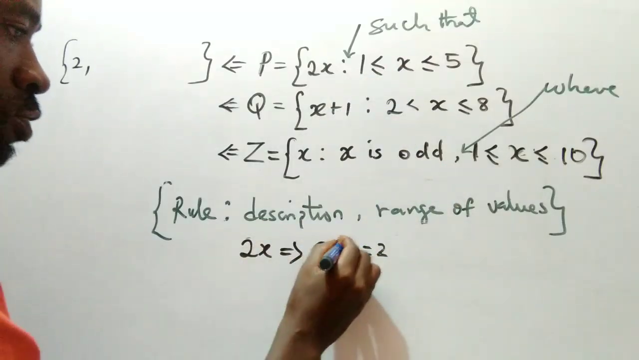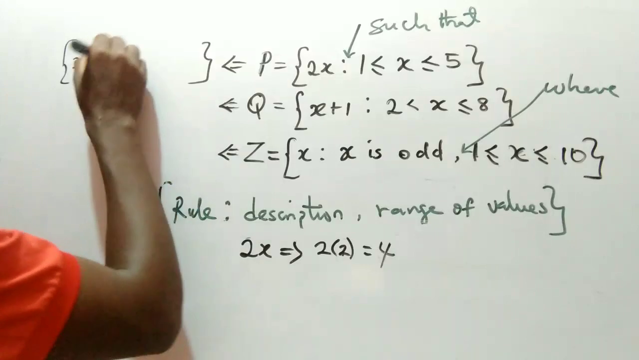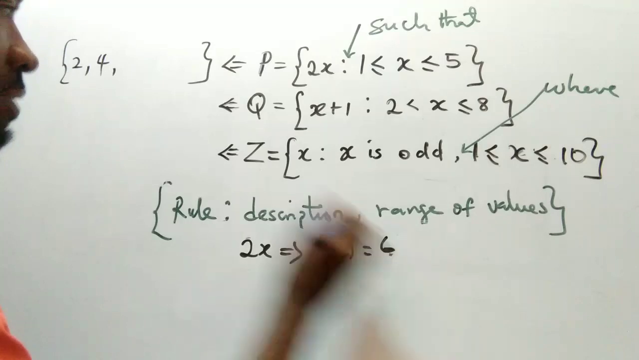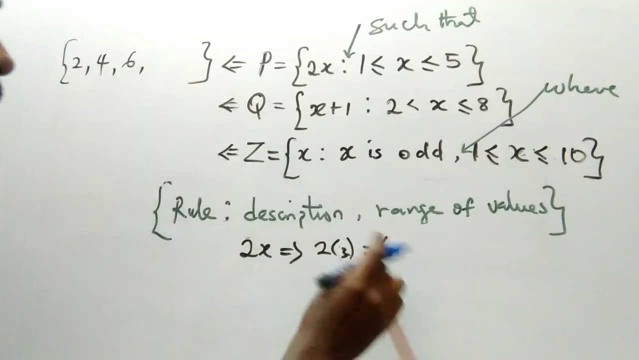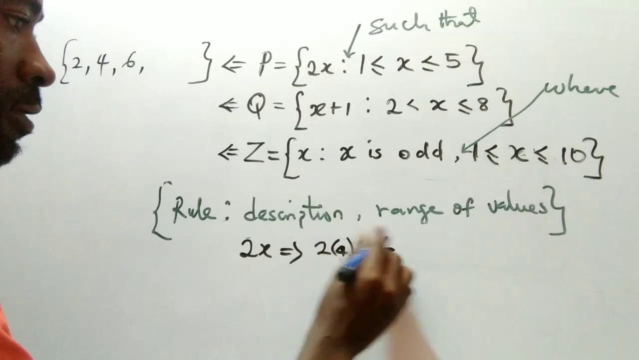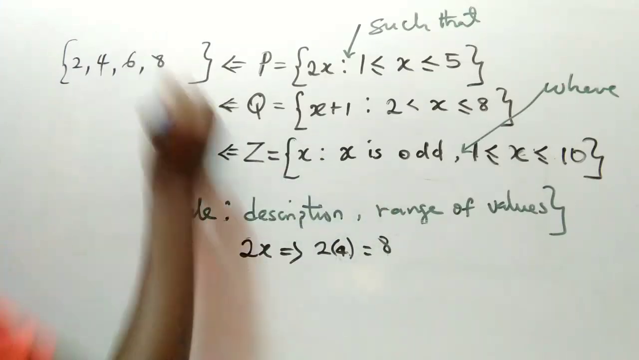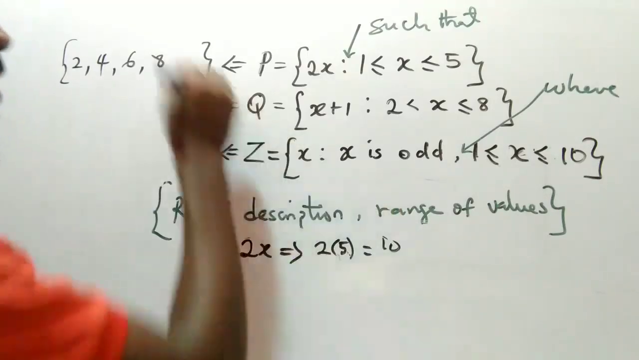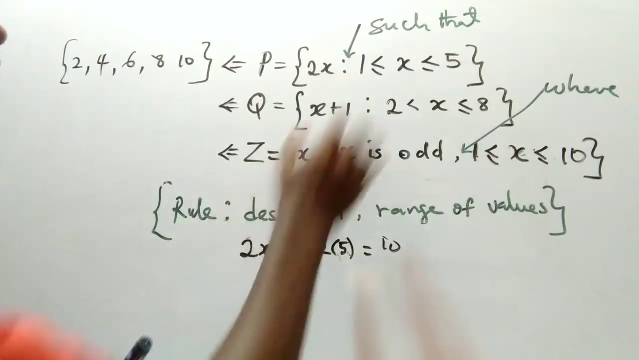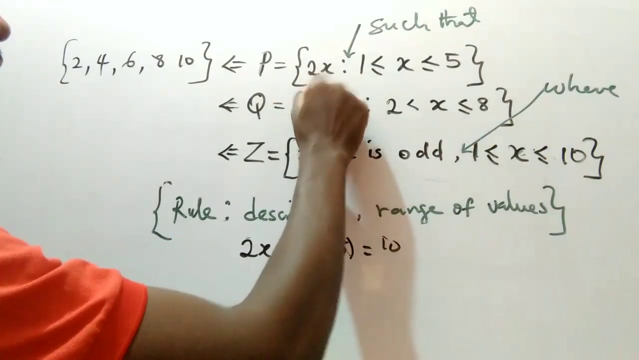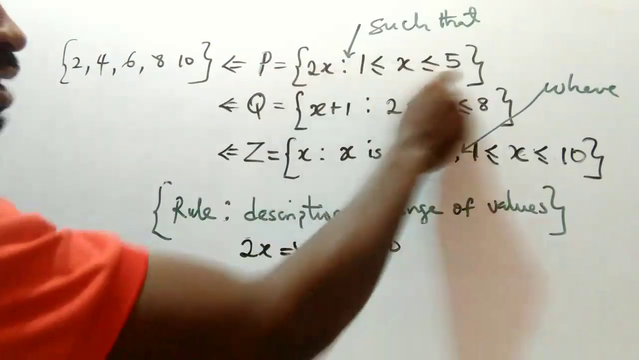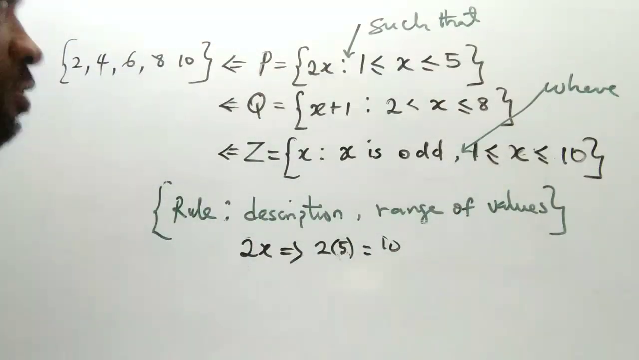The next after 1 is 2, so when x is 2, we are going to have 4. Are you seeing that? And then when x is 3, we are going to have 2 times 3, that's 6. Are you seeing how it's forming the list now? And then when x is 4, 2 times 4 gives us 8. And when x is 5, we have 2 times 5, and that is 10. So you can see this rule has helped us get the list of elements that makes up this set P.